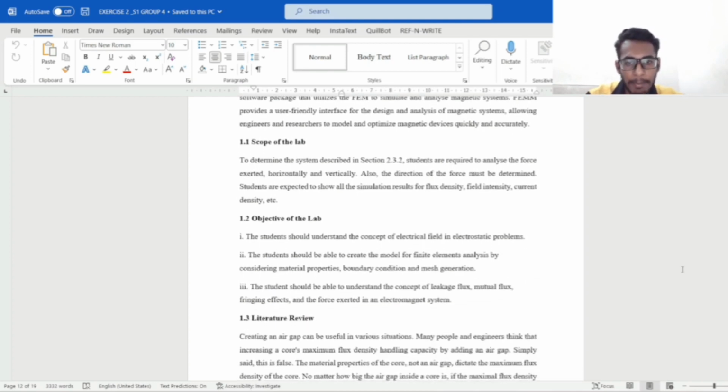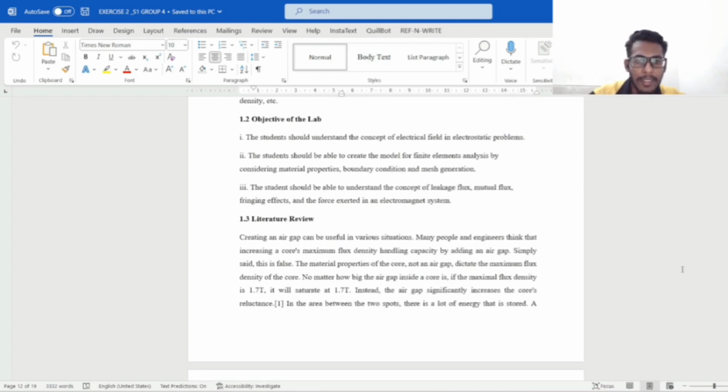Objectives of the lab: first, the students should understand the concept of electric field in electrostatic problems. Second, the students should be able to create the model for finite element analysis by considering material properties, boundary conditions, and mesh generation. The third and last one is that the students should be able to understand the concept of leakage flux, mutual flux, fringing effect, and force exerted in an electromagnetic system.